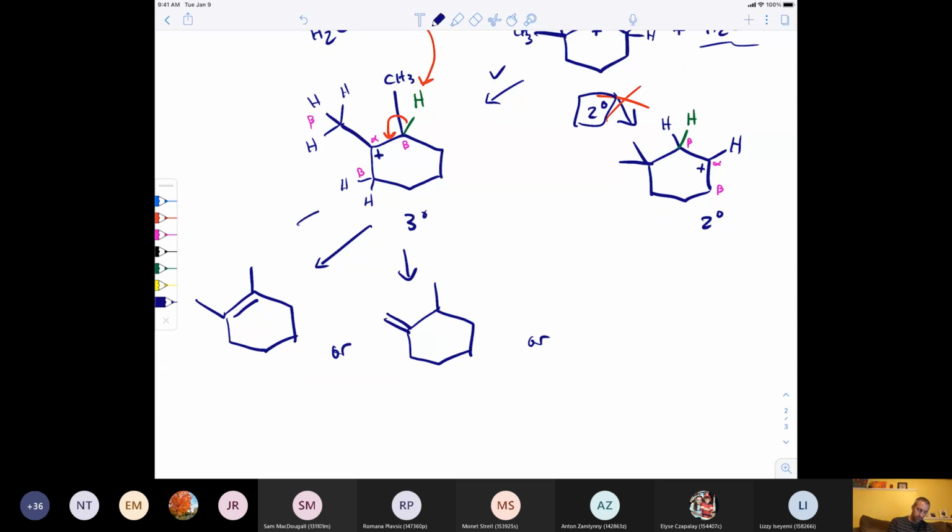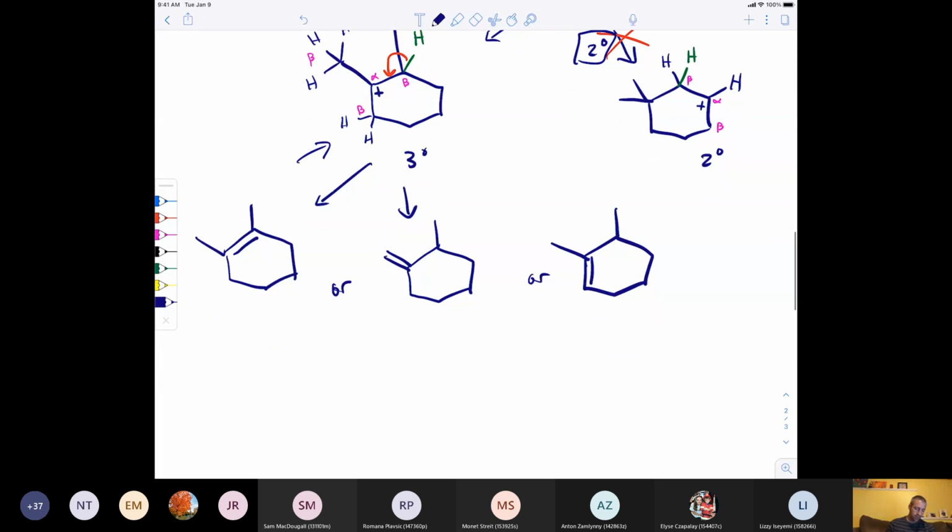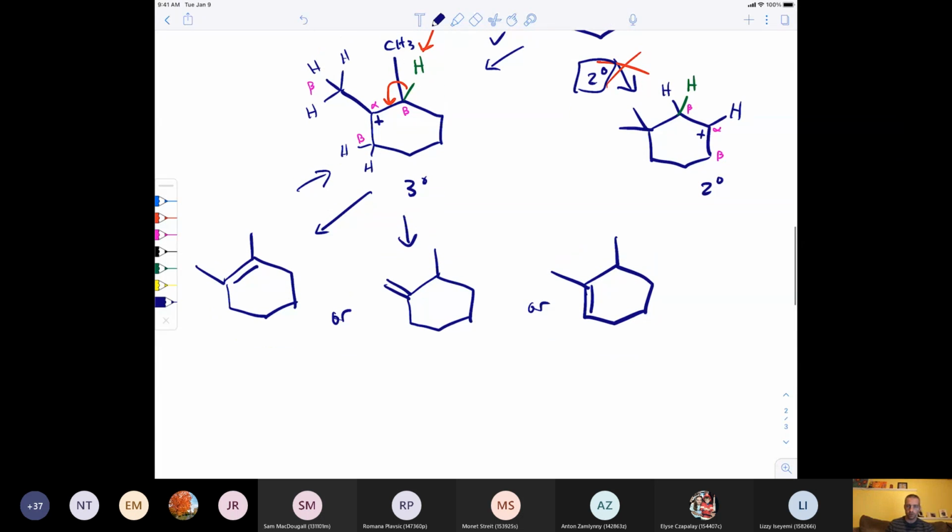Or if you took it off of one of those positions, the bottom left positions, you could imagine making this alkene. So this reaction might be a little sloppy. You might get a mixture of products here. But what we can do is use the Zaitsev rule to figure out which of these is going to be the major product.